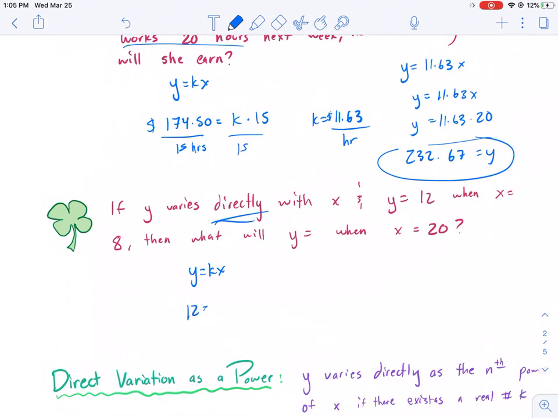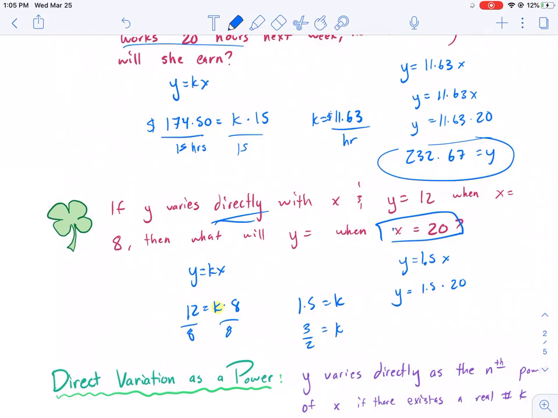So y equals 12 when x equals 8. We don't know k, so we're going to solve for k. We divide by 8, and we get 1.5 equals k, or if you want, you can say k equals 3 over 2. Either way, we put that back into our equation, so now it's y equals 1.5 times x, and we know that x is 20.